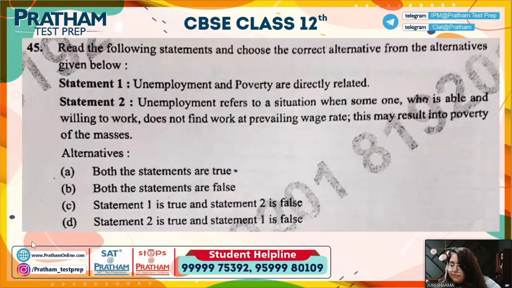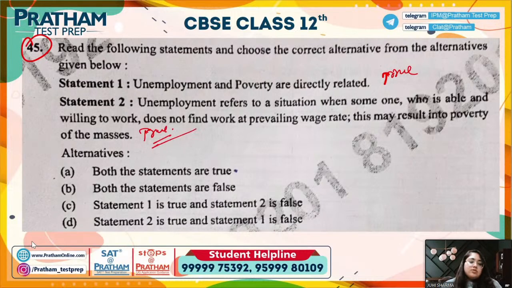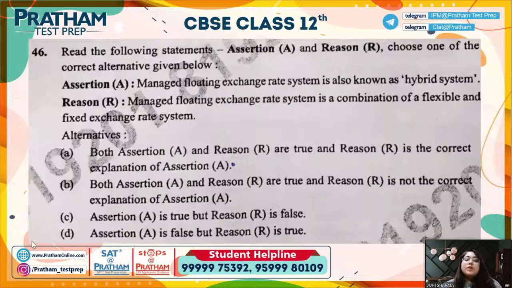Now question number 45, again a statement based question. The question ka statement 1 is employment and poverty are directly related. Now this statement is actually true, that yes, they are directly related. Now second statement hai that unemployment refers to the situation when someone is able and willing to work and does not find work at a prevailing wage, and this will result into poverty of the masses. This is actually true, dono ke dono true hai. So option A, that both of these are true, is the correct option. Again, very easy question, utna zyada time nahi lagna chahiye tha to do this particular question, right?